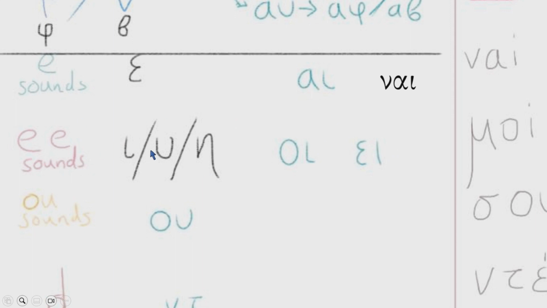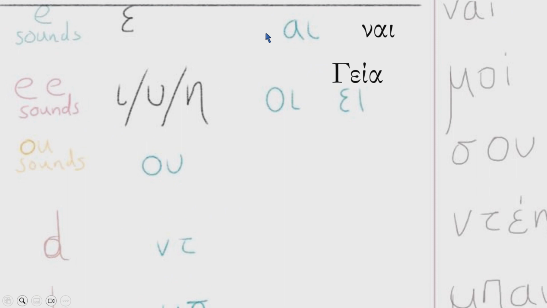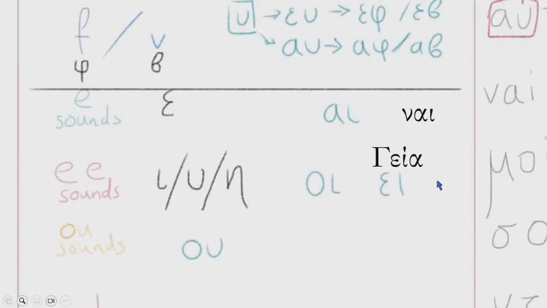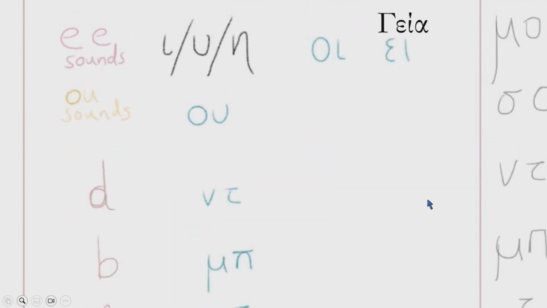Next up, we have E sounds. From the alphabet, we have iota, epsilon, and eta, which make the E sounds. Those are letters on their own. But we also have two combinations, omicron iota and epsilon iota. They are both E, like ya, when you say hi, ya. Now notice that the accent is on the iota, so it's on the second letter of the two-letter combinations. Make a note of that. I'll tell you about this soon.